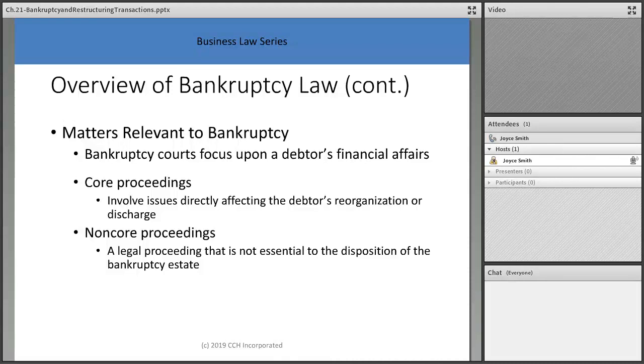So the court proceedings involve issues directly affecting the debtor's reorganization or discharge. How can the debtor reorganize? In most personal bankruptcies, the debtor's not reorganizing. The debtor is going to ask for discharge. They want to have the debt relieved and they're going to walk away. So who pays for that debt when that debt's relieved? Everybody, the citizens. We all pay for it, for taking credit, for borrowing, for everything we do.